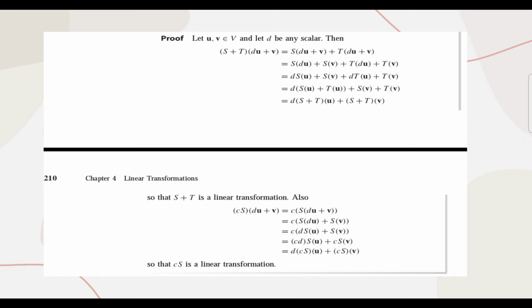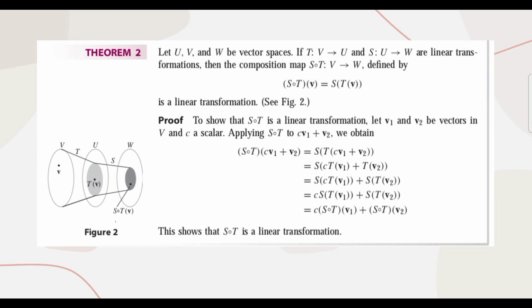Then, the proof. Let u, v be elements of V and let d be any scalar. Then we have (S plus T) of (du plus v), which gives d times (S plus T) of u plus (S plus T) of v. So S plus T is a linear transformation. Also, for cS, (cS) of (du plus v) gives d times (cS) of u plus (cS) of v. So cS is a linear transformation.